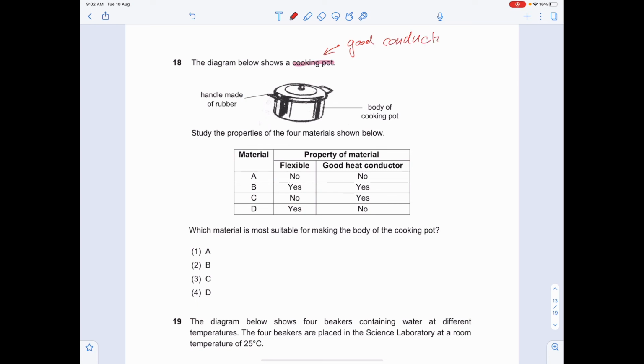A purpose of a cooking pot tells me that it needs to be a good conductor of heat so that heat can be transferred from the heat source to the cooking pan as soon as possible. This would allow my food to be cooked in the shortest amount of time. At the same time, I also do not want my pot to be flexible, so that it will not bend when I put in a lot of food in it. So I do not want it to be flexible, and I want it to be a good conductor. In this case, the one that fulfills this would be answer C.